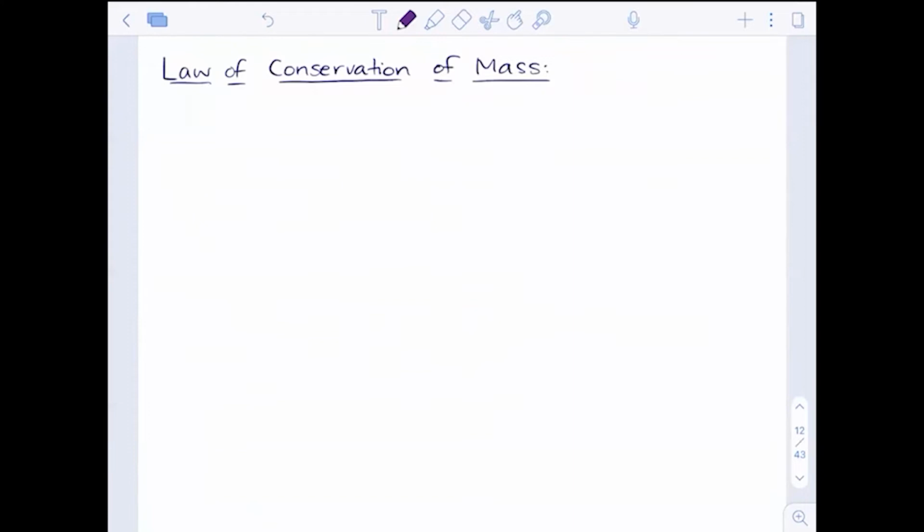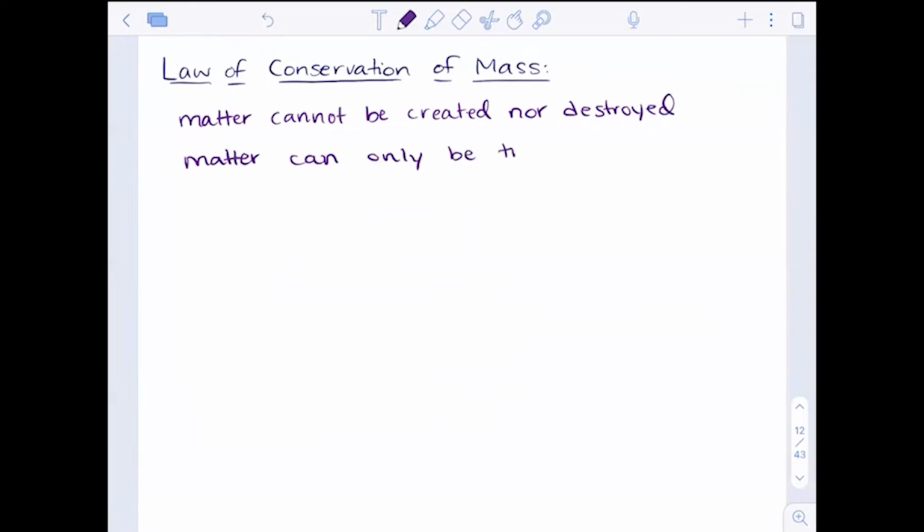All right, for the law of conservation of mass, this law states that matter cannot be created nor destroyed. Matter can be transferred, though. What this means is that I can't go into the lab and expect to create matter out of thin air, right? I take some reactants, I can transfer them to different molecules that are my products. But in order to satisfy the law of conservation of mass, I have what we call a balanced equation.